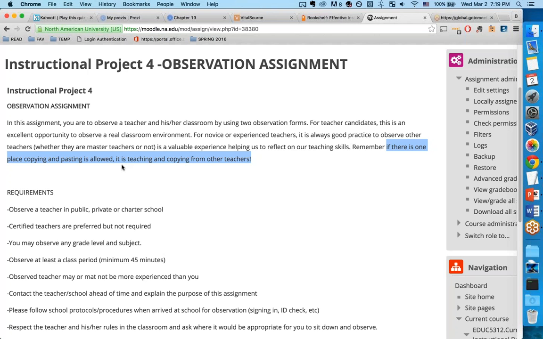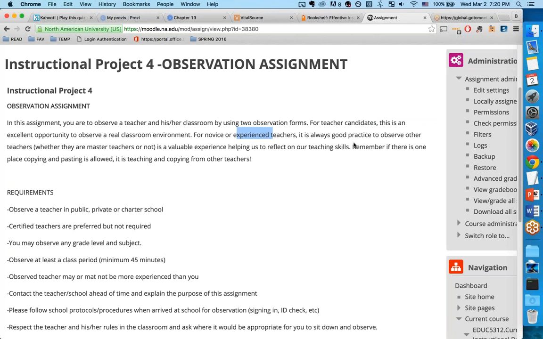So we need to learn about different teaching techniques. We need to learn about different procedures used by different teachers so we can maybe benefit from them. For that reason, if you are already a teacher, or if you are going to be a teacher, in any case, you can observe other teachers. For teacher candidates, this is an excellent opportunity to observe a real classroom environment. For novice teachers, new teachers, or even experienced teachers, it's always good practice to observe other teachers.